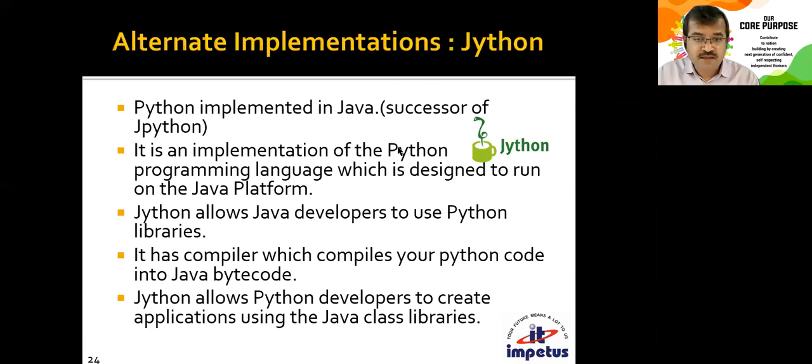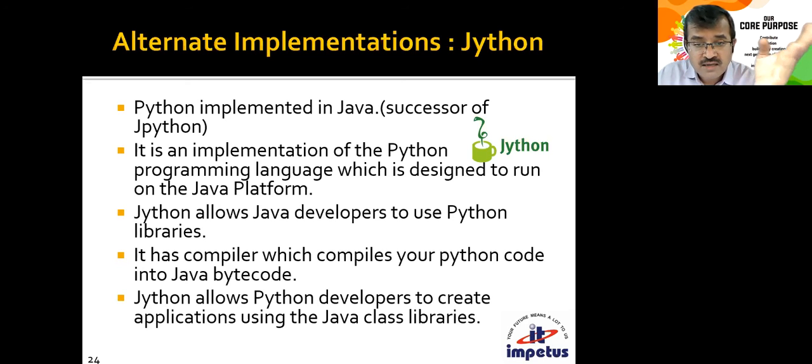One was CPython, और CPython में तो PVM ही लिखा गया था, PVM लिखा गया था C में. Here the story is different. Here we do not have PVM only. Are you getting the difference? In CPython, the PVM was created in C. Here in JPython or yeah Jython, mein, the PVM is not created in Java.